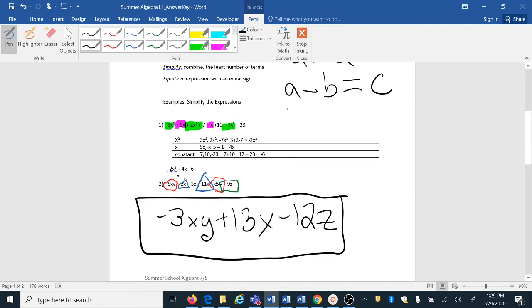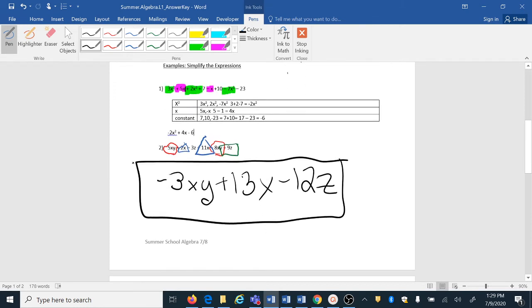Now, if you don't like using a table, you can just draw shapes. If you notice, my reds are my x and y. My blue triangles are x. And usually, if I have another term, I would just leave it alone. But what I did was I actually made a square, so I'll keep that. So 5xy plus negative 8xy is negative 3xy. 2x plus 11x is 13x.